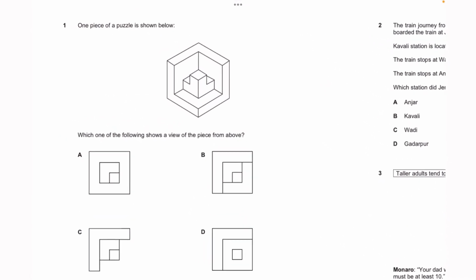Having a look at question 1 here, question 1 says, one piece of a puzzle is shown below. Which one of the following shows a view of the piece from above? So, if we have a look at this question, the answer to this question is B. Now, let's work out why the answer is B. Well, if we have a look, we're looking for the option that shows the top view of this shape here.